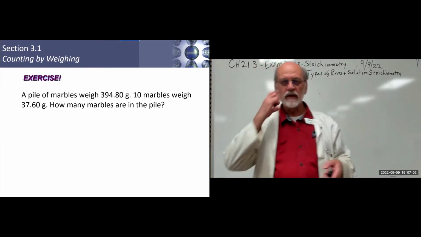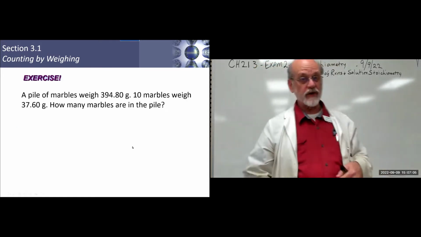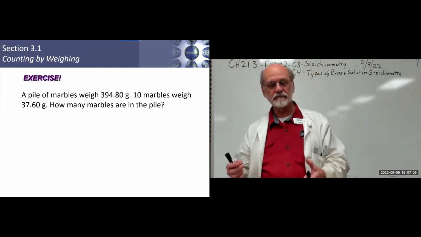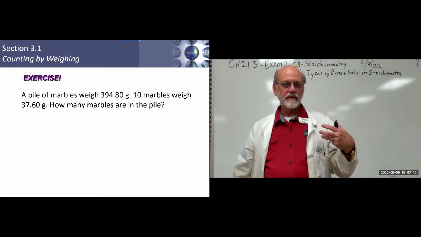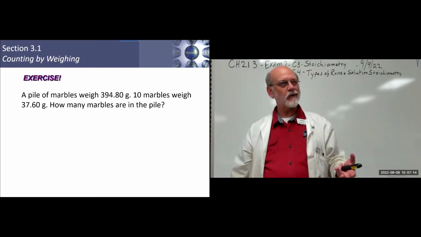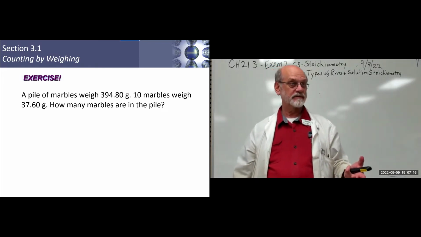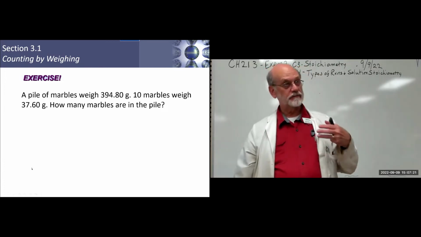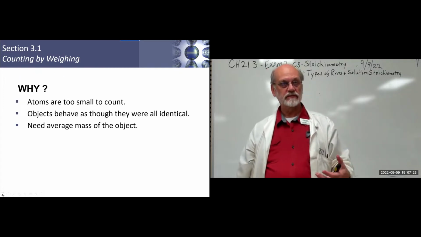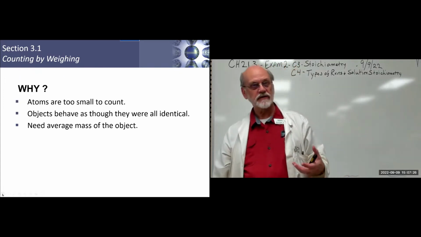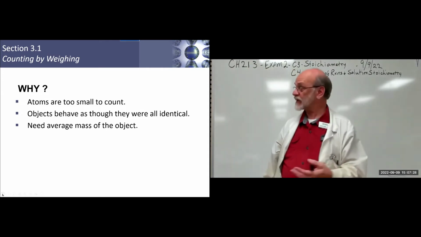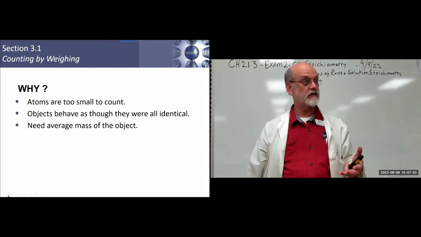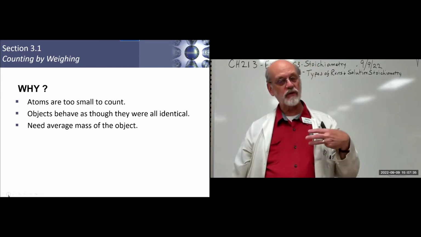Okay, so for example, say we have a pile of marbles that weighs 394.8 grams. We know that for a fact. But we don't want to count how many marbles there are. We just weighed them. So we need an average weight for each marble. So we take a subsample, take 10 marbles and weigh them. Then you divide 37.6 grams by 10 and you have an average mass, 3.760 grams per marble.